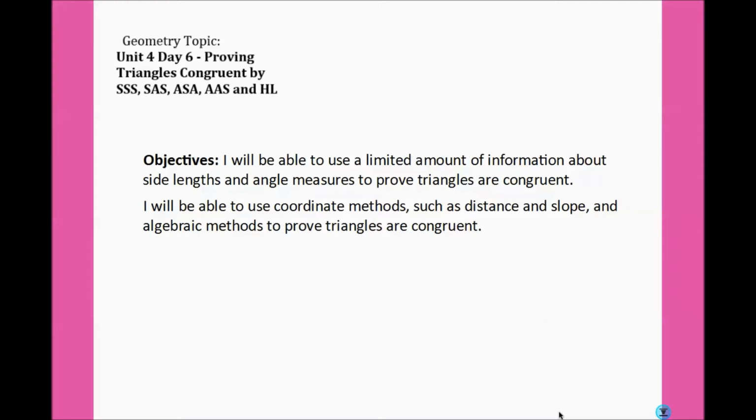Today, we're going to be proving triangles congruent using SSS, SAS, ASA, AAS, and HL, which is a continuation from last class. We will be able to use a limited amount of information about side lengths and angle measures to prove triangles congruent. We will be able to use coordinate methods such as distance and slope and algebraic methods to prove triangles are congruent.